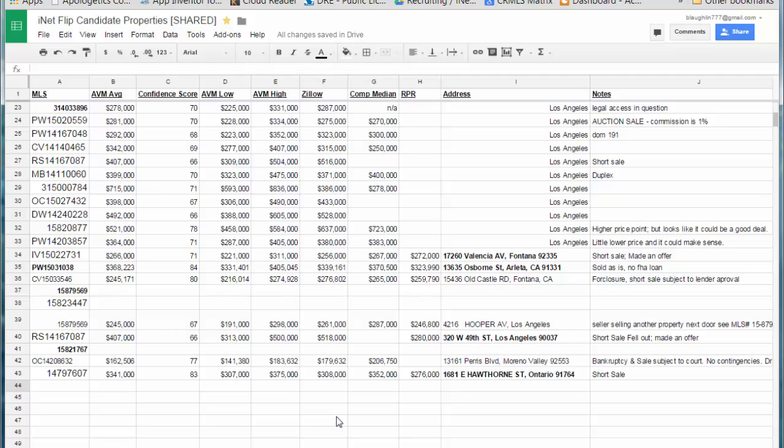Again, this is something that you want to be able to do in about a minute and a half, and then from there you have your hit list of properties, and then you can start doing your due diligence, which is talking to the listing agent, formulating a plan, making an offer, and so forth.